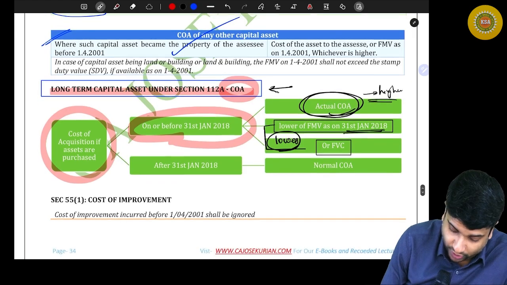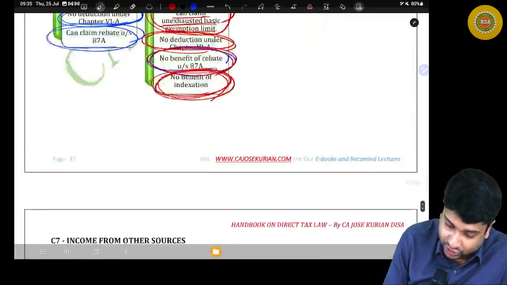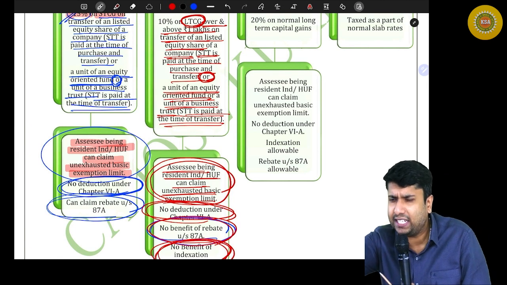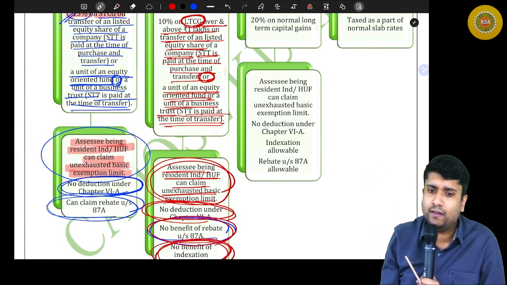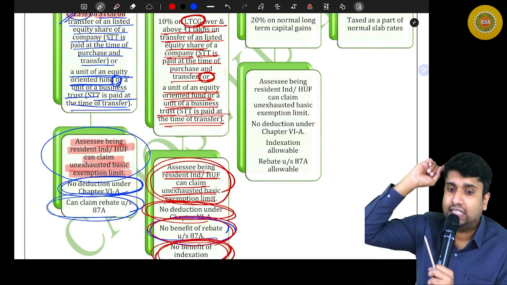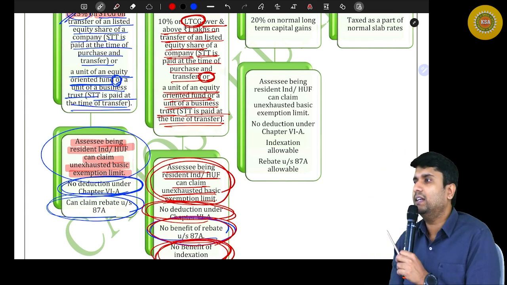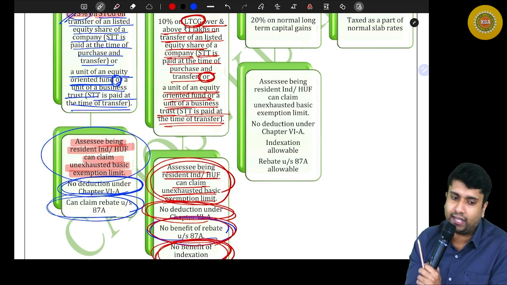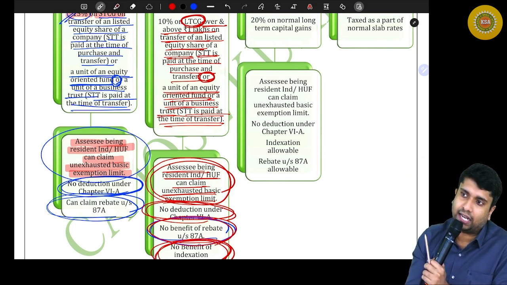Moving on to the next one, we have not completed the chart yet. Let's complete the other items in the chart. You tell me which are the items that we have already completed in the rate chart. Number one, we have completed short-term capital gain under 111A. Number two, we have completed long-term capital gain under 112A.